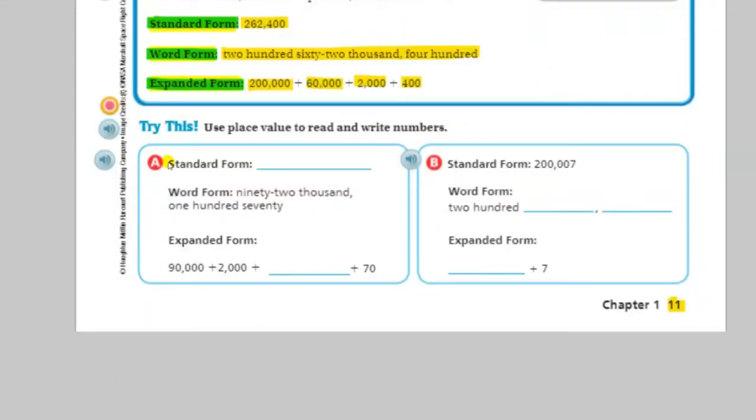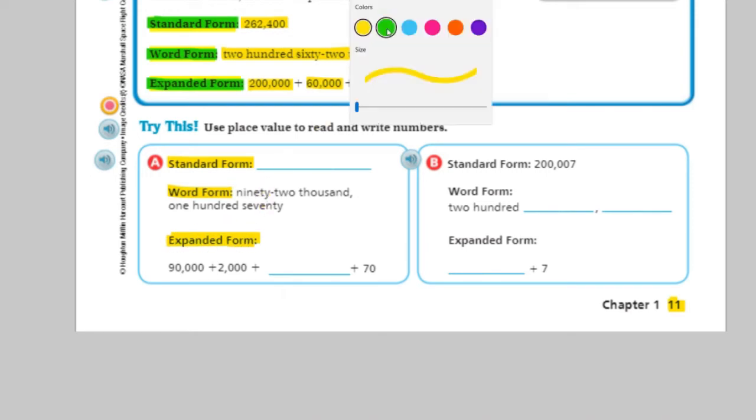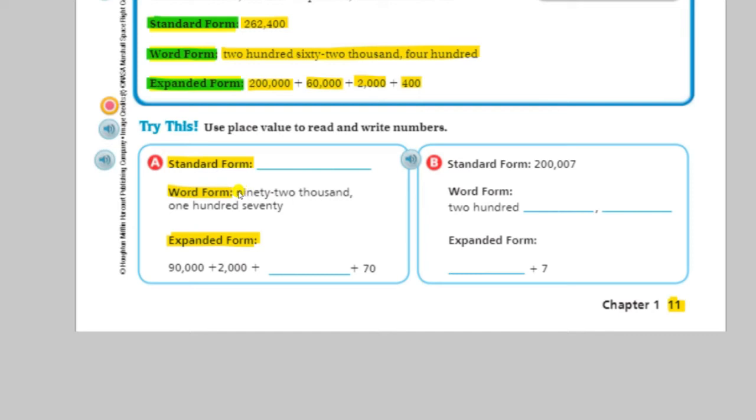So here, we don't have the standard form, but we have here the word form and we want to complete the expanded form here. Okay, let's read the word form here. 92,170. So we have here 1,000, right? So if we have 1,000, if you want to convert between word form to standard form, just write 1,000 as comma. Okay, after that, write 3 digits here, 3 dashes, and we have here 3 dashes as well, as we studied before in our table in the first lesson.